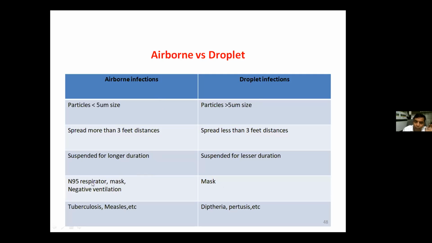An N95 respirator is a must for airborne infection for the healthcare personnel. If it is not possible, then a cloth with a triple layer mask over it can be used in resource poor settings. Also, a patient with airborne infection should be isolated in a negative ventilation room.